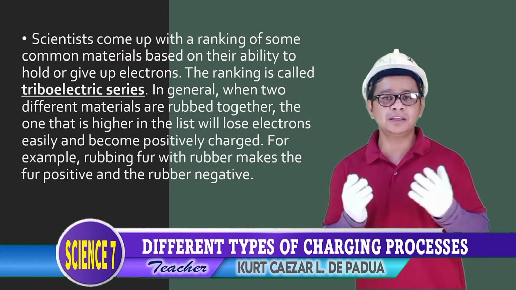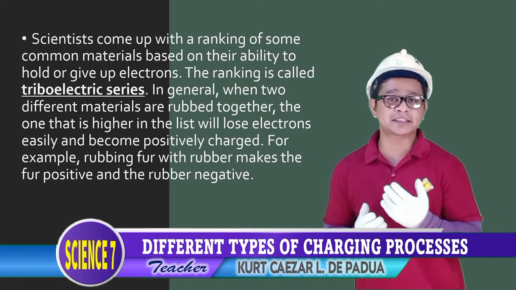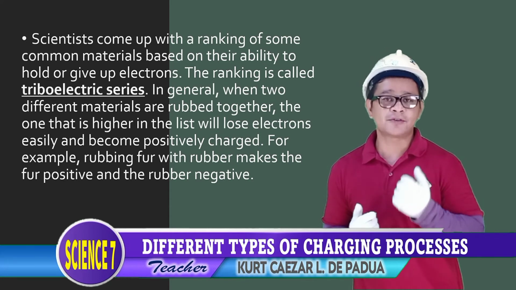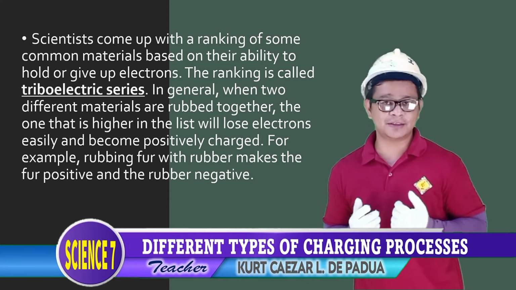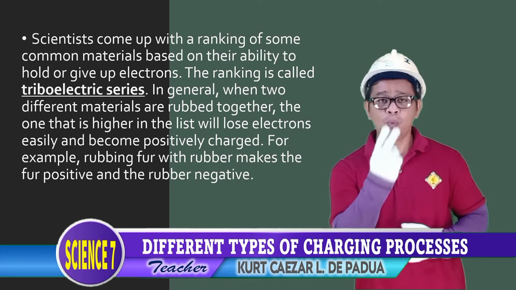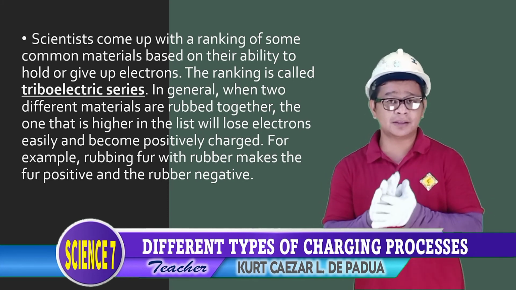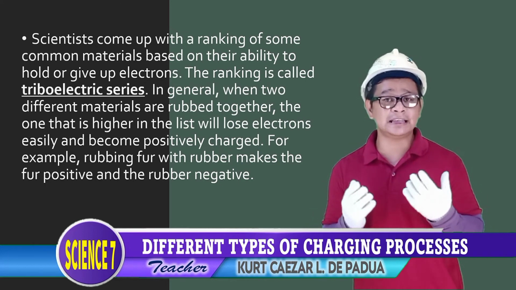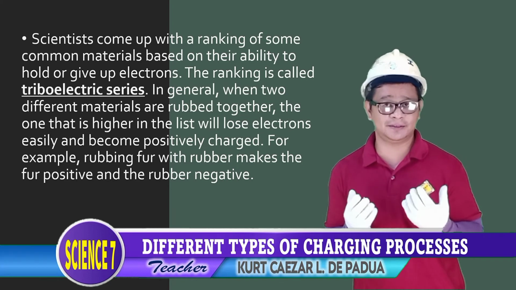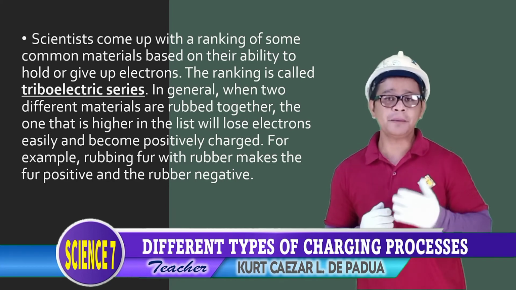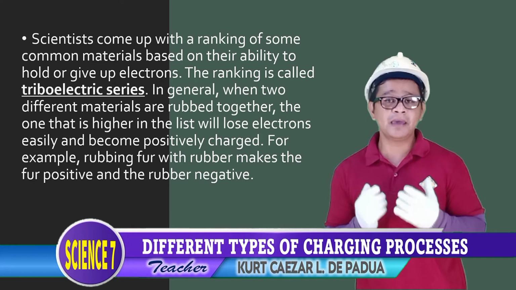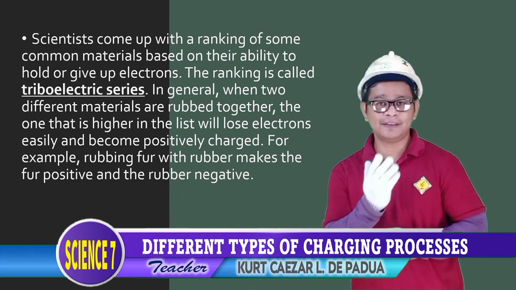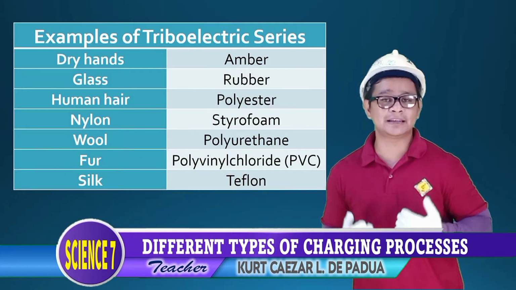Scientists came up with a ranking of some common materials based on their ability to hold or give up electrons. The ranking is called the triboelectric series. In general, when two different materials are rubbed together, the one that is higher in the list will lose electrons easily and become positively charged. For example, rubbing fur with rubber makes the fur positive and the rubber negative. These are examples of the triboelectric series.